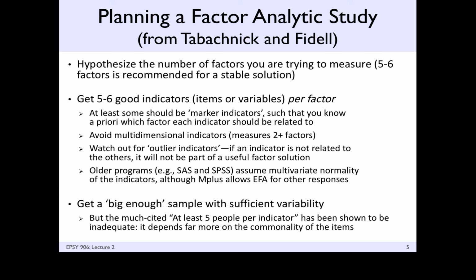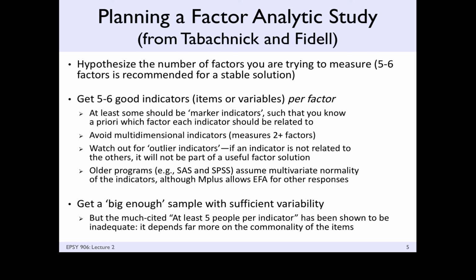What you want to do then is take, for each of these factors, get 5 or 6 good indicators. Now, the word indicator really means item. I prefer thinking of an item as an instrument of measurement. So I say an item measures a factor. It's a measure of a factor rather than an indicator, but that's another indicator for a comment. So some should be markers, which is really the key idea.